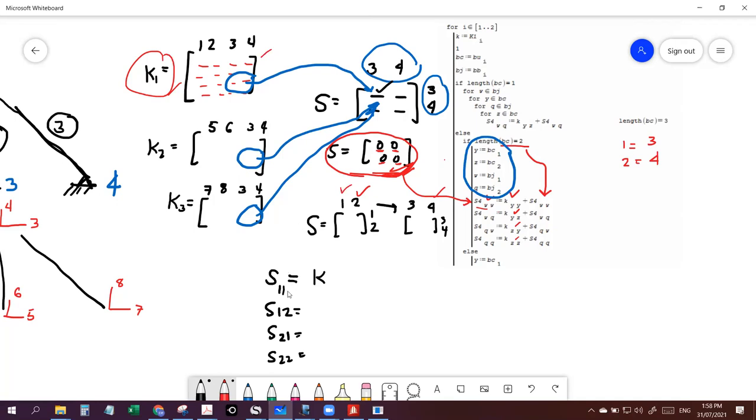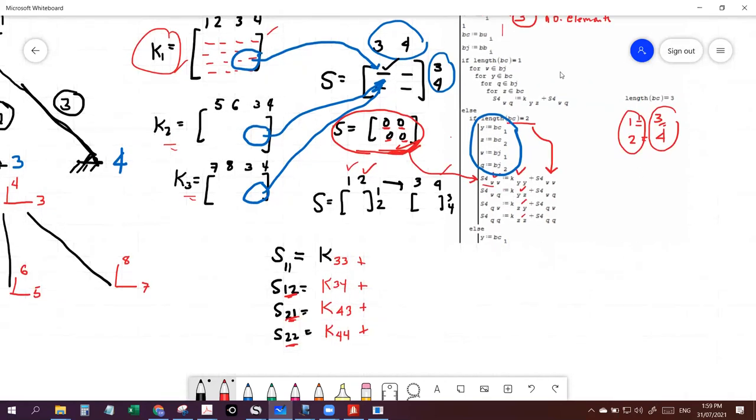Okay? So that's why this S11 will be K33. Then S12 here will be replaced by K34. Then S21 will be replaced by K43. Then S22 will be K44. And successively it does that for member 2, for member 3. Because we iterate from member 1 up to member 3, the looping depends on the number of elements. So that's basically the main idea of that code.